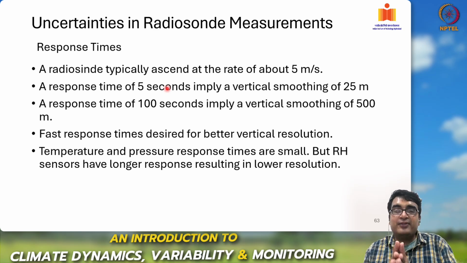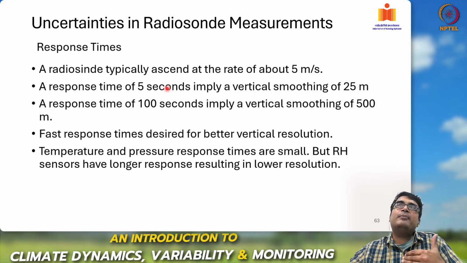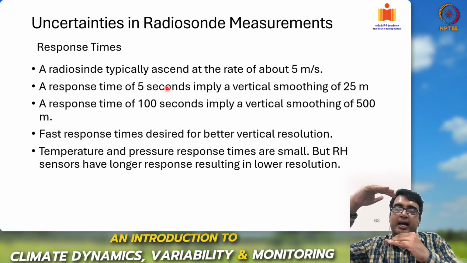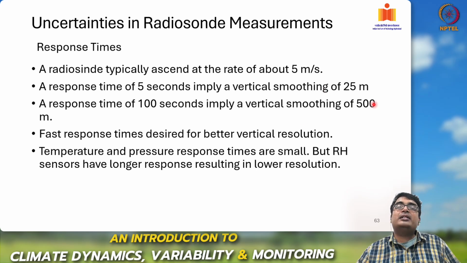Suppose it takes 5 seconds for the sensor to equilibrate to a new value. Alright. In that 5 seconds, the radiosonde has ascended 25 meters. So the next sensing must be 25 meters later in height. So you have a vertical smoothing of the variable at a resolution of 25 meters. However, if the response time is 100 seconds, then you have a vertical smoothing of 500 meters.